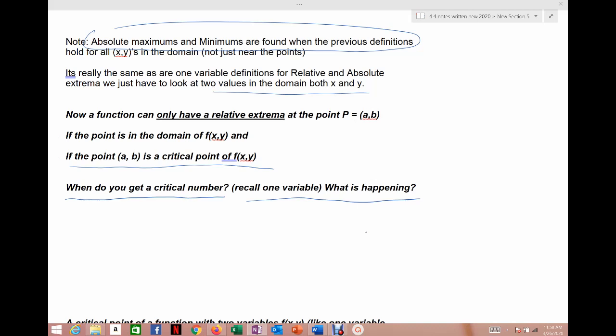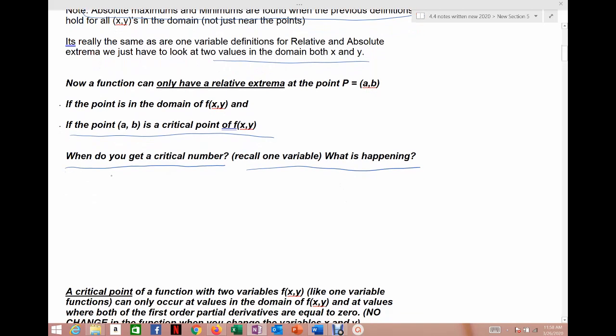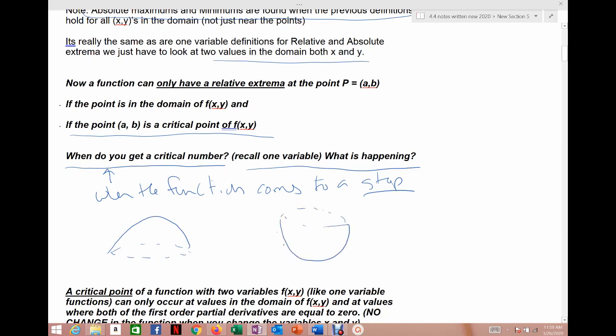Now, in the multivariable functions, we're only going to look at the simple case where we have a stopping point. So we get a critical point when the function comes to a stop. Now, the difference here with multivariable functions is that it has to stop in 2 directions, an x direction and a y direction. So in order to get that mountain-like shape, or the valley-like shape, it's 3 dimensions, it's got to stop in both the x and y directions.